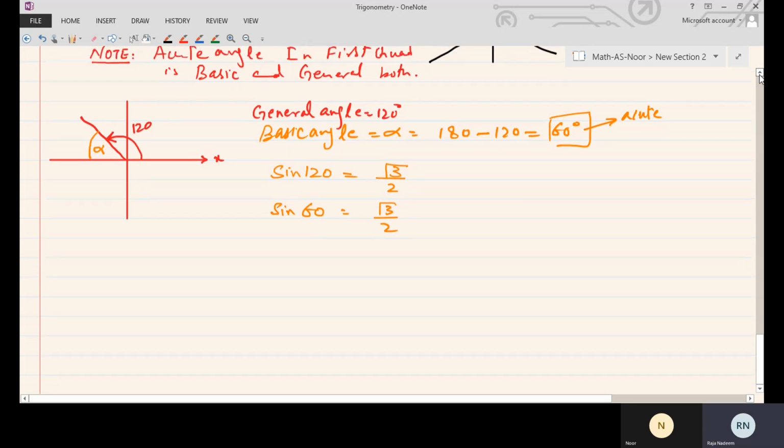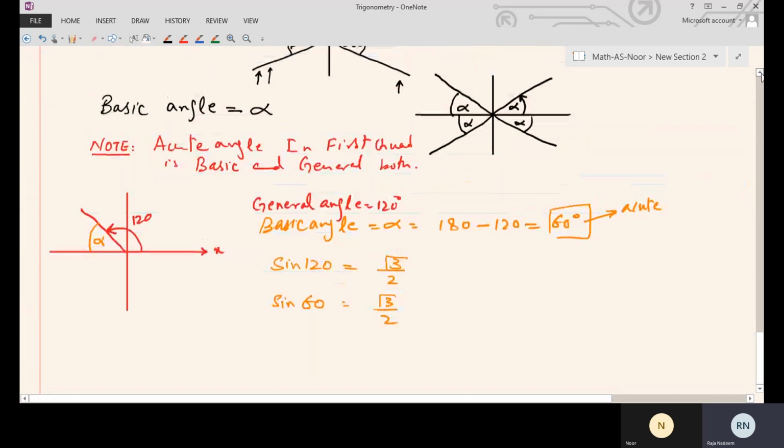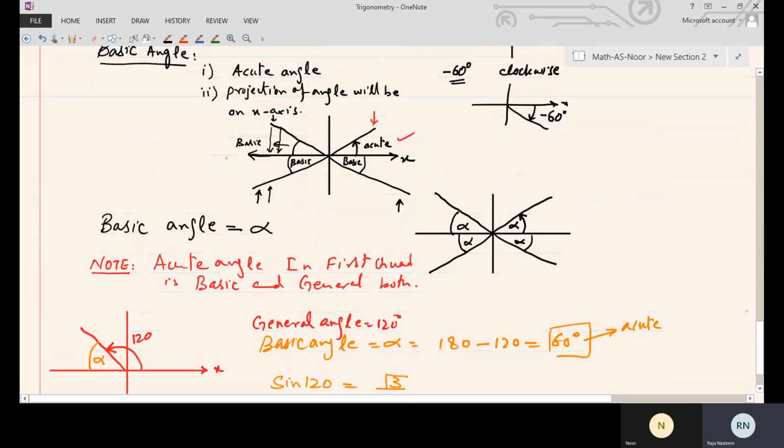So we were at the basic angle. Basic angle is an angle which is along the x-axis, and all the angles are acute. To get the idea of this acute angle, we use this concept: the projection of the angle will be on the x-axis. If any angle is on the x-axis and it is acute, we call it a basic angle. Then we write a note that an acute angle in the first quadrant is always called basic angle and general angle at the same time.